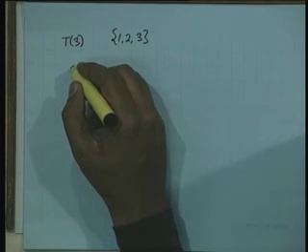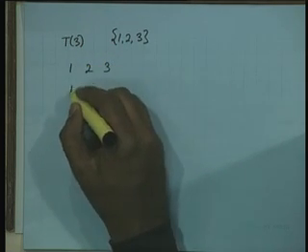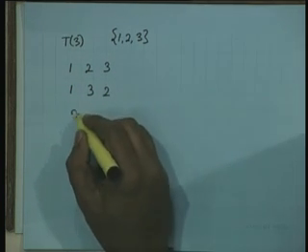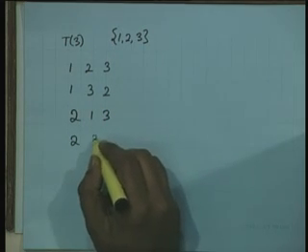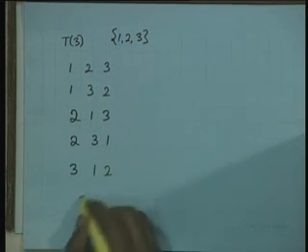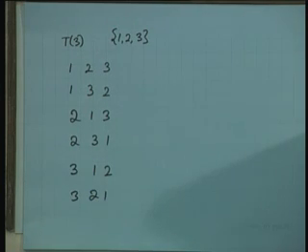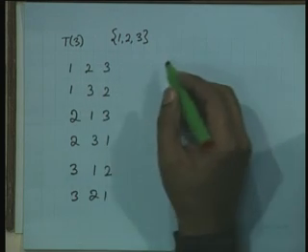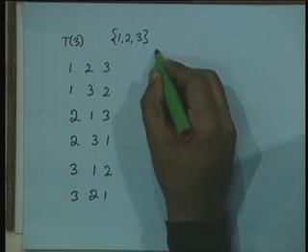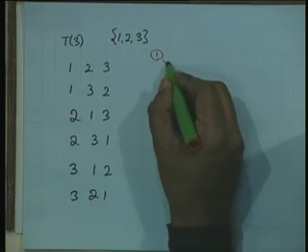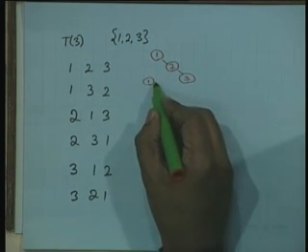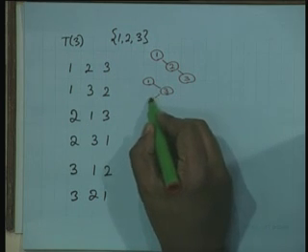We will have 6 different permutations: 1, 2, 3; 1, 3, 2; 2, 1, 3; 2, 3, 1; 3, 1, 2; 3, 2, 1. When we have the first permutation, what is the tree we would get if we were to insert the elements in this order? We would get a tree whose root is 1, 2 would come to the right and 3 would come after that. For the second order, we would get a tree 1, 3 to the right, 2 to the left of 3.